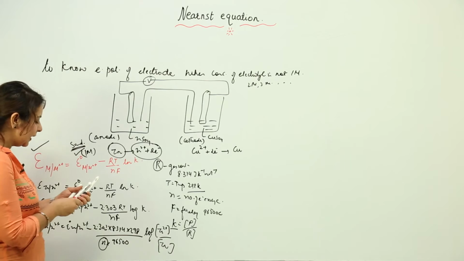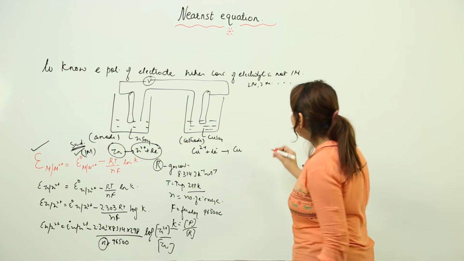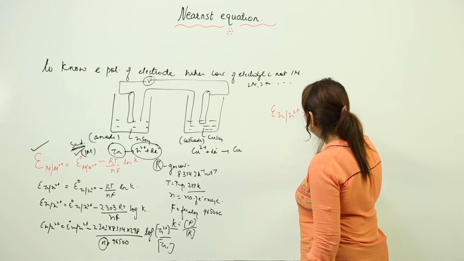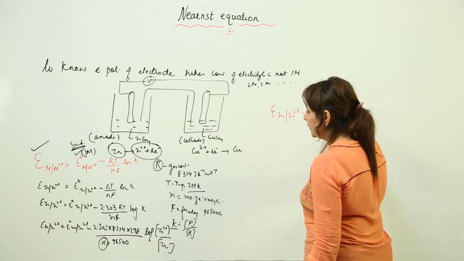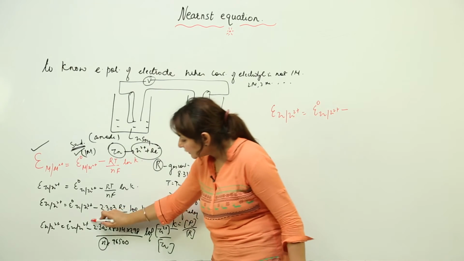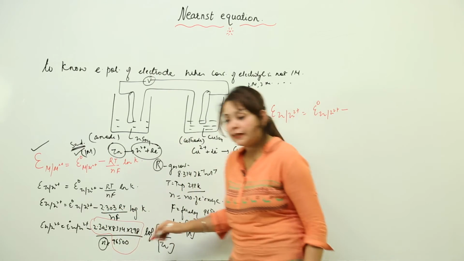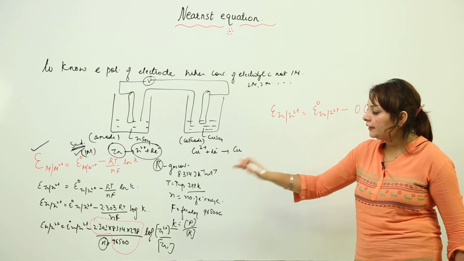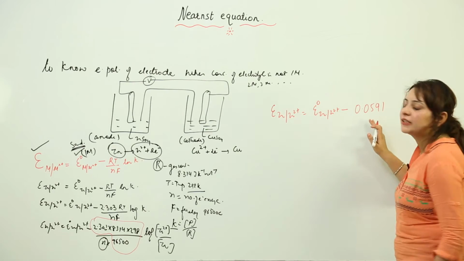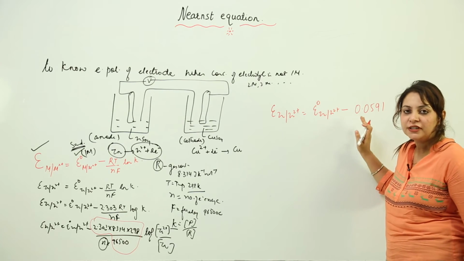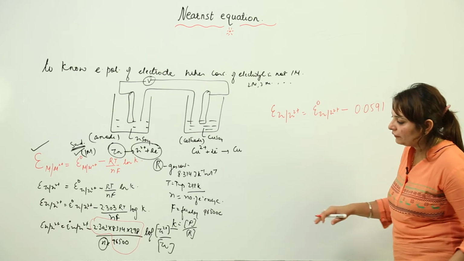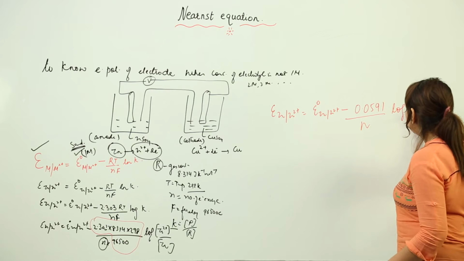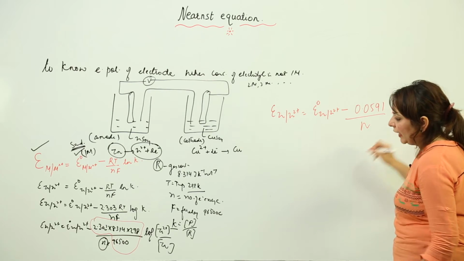So now I can write this equation as E Zn|Zn2+ equal to E naught Zn|Zn2+ minus, if I solve these constants, I will get the value 0.0591. So you can either use this value or use the direct value of this. It is always convenient to use the direct value. So it is 0.0591, N remains as such, and log of Zn2+ divided by Zn.